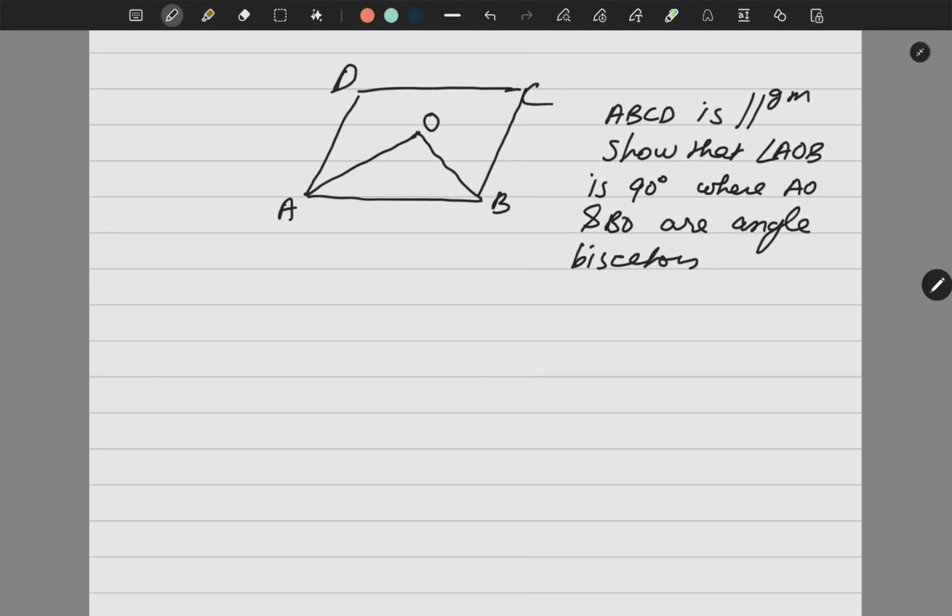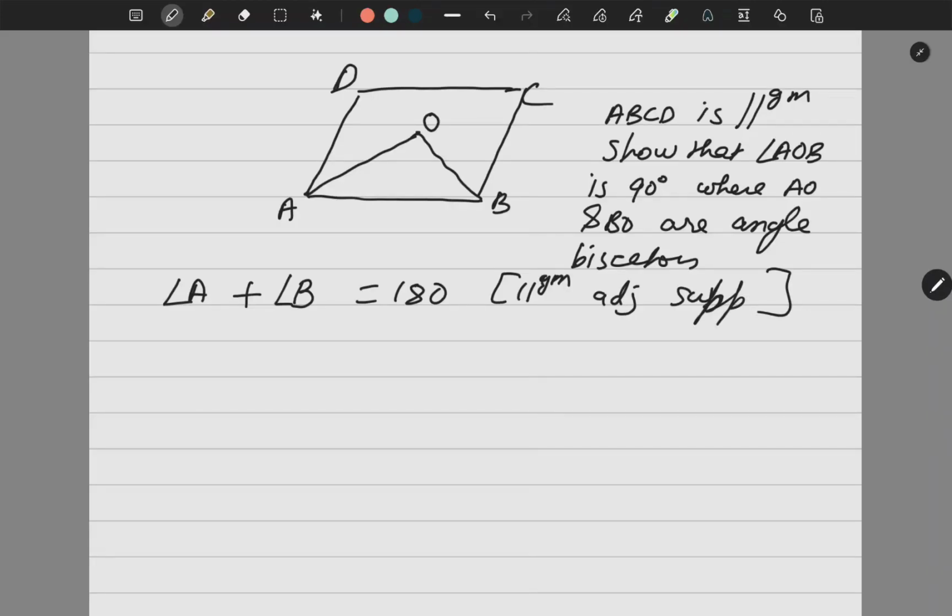What they are saying: ABCD is a parallelogram and AO and BO are the bisectors of angle A and angle B. Show that angle AOB is equal to 90 degrees. So what I will do, it is a parallelogram, therefore angle A plus angle B is equal to 180. Reason being, in a parallelogram adjacent angles are supplementary. Right? Now I will divide the whole equation by 2. So I'll have angle A by 2 plus angle B by 2 is equal to 90 degrees.